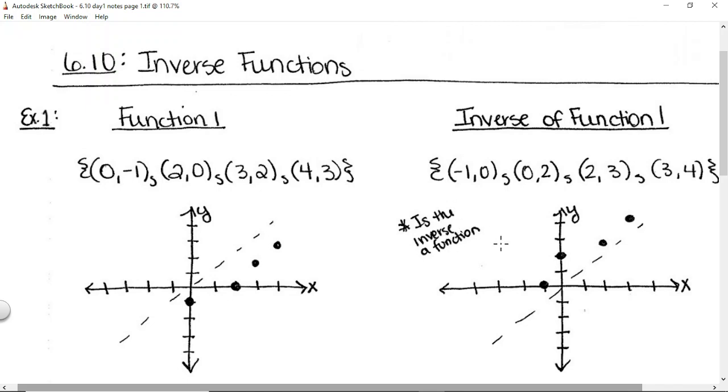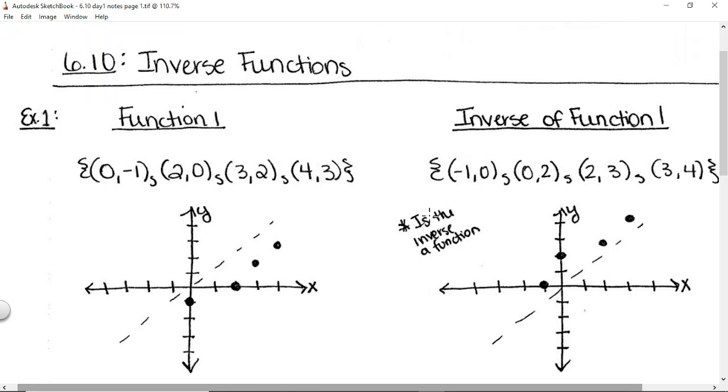Now I think I misspoke a little bit. I called that the inverse function. It's correct to call it the inverse of function 1. So why is that distinction important? Well, this set of ordered pairs on the right here, it is the inverse of function 1, but it's not really correct to necessarily call it an inverse function, because that would imply it is a function, and it doesn't have to be. So we'll often ask the question, is the inverse a function?